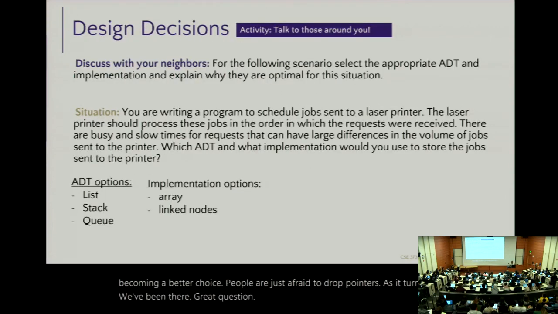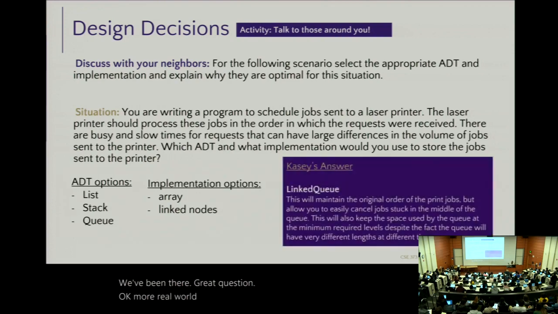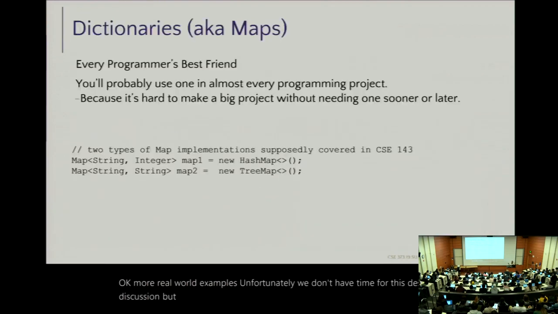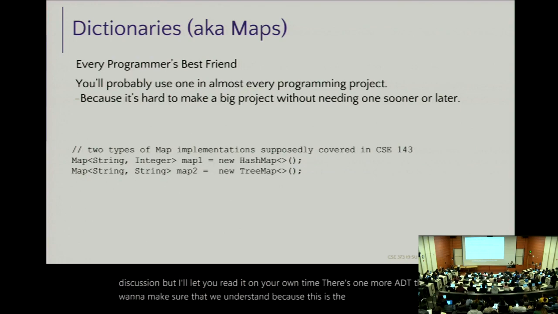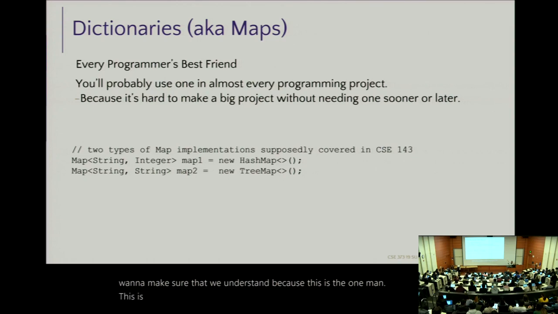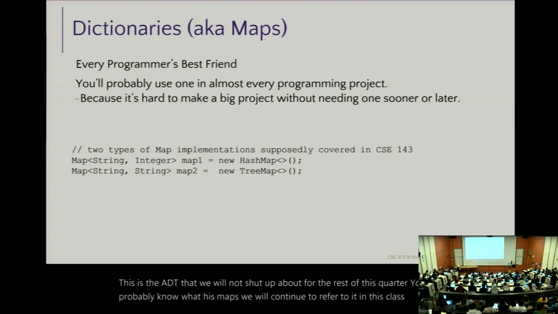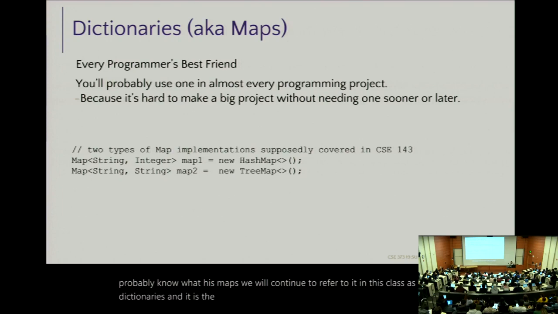Okay. More real-world examples. Unfortunately, we don't have time for this design discussion, but I'll let you read it on your own time. There's one more ADT that I want to make sure that we understand, because this is the one, man. This is the ADT that we will not shut up about for the rest of this quarter. You probably know it as maps. We will continue to refer to it in this class as dictionaries. And it is the idea, every programmer's best friend.